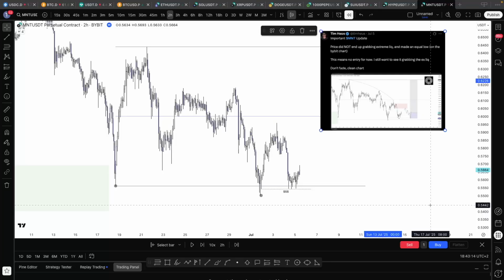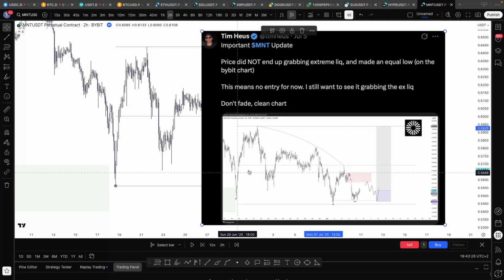There was no trade today. So since there was no trade today, I want to go over my MNT long from way back, because the final TP got hit and we are going over it. I was posting about an MNT.